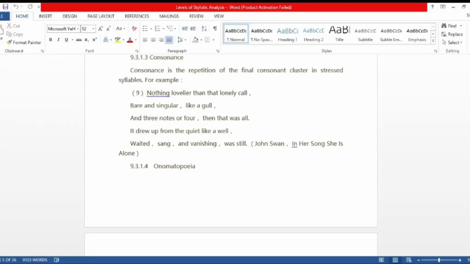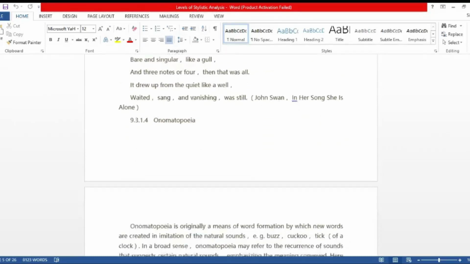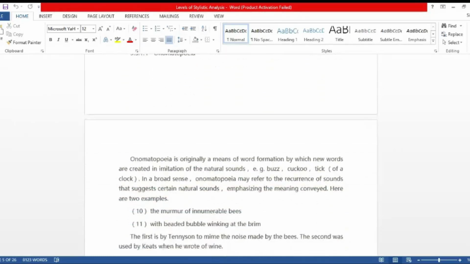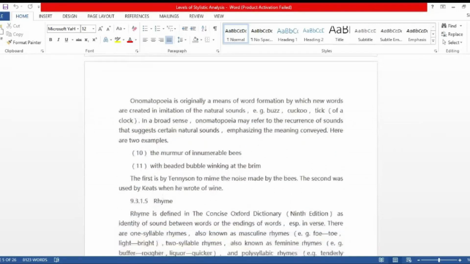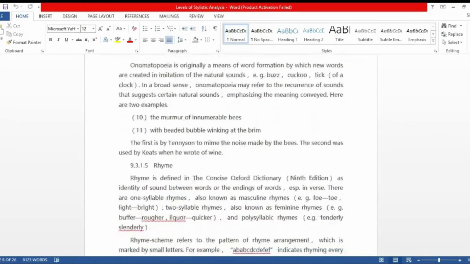Now we go to onomatopoeia. You must be aware of it if you have done poetry. What are these? Natural sound. Matching natural sound. Certain words are coined, they become part of a language, part of the dictionary of a language.